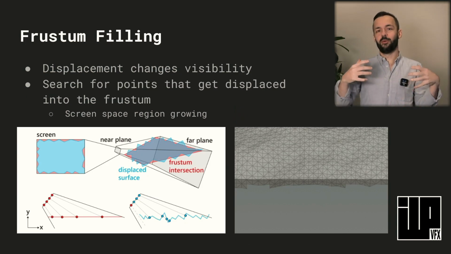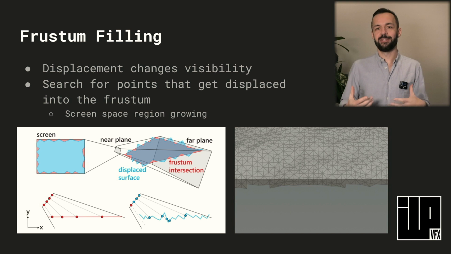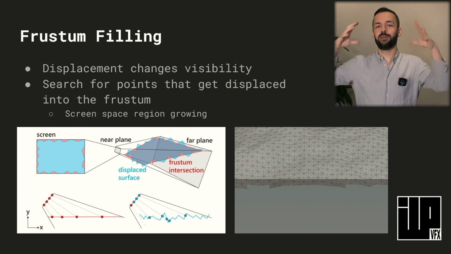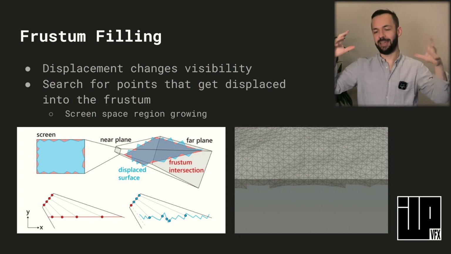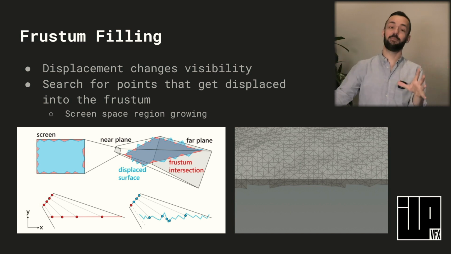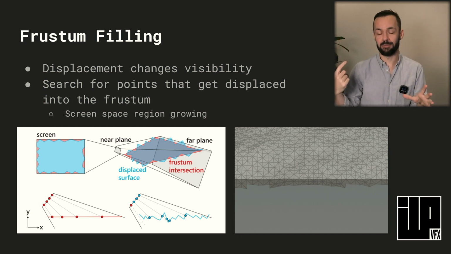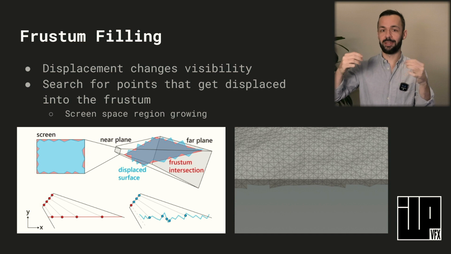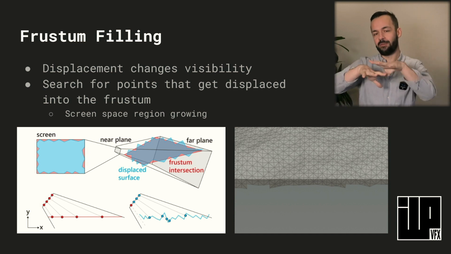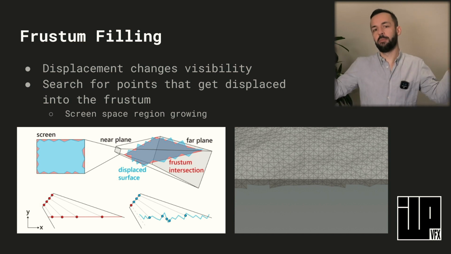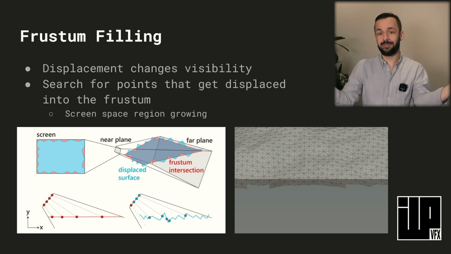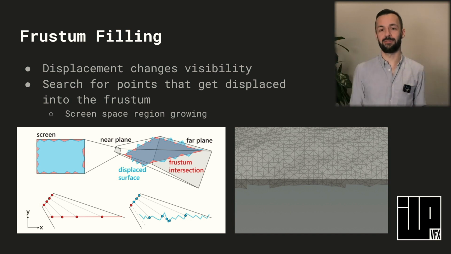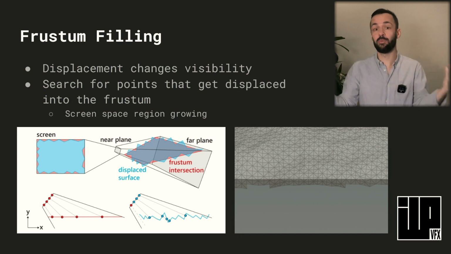So one of the things that happens with displacement is that it changes visibility. If you have a camera and you're looking at a plane, every point on that plane that you see maps to somewhere on the camera image plane. When you move stuff around, you're changing the visibility, and very likely you're making it so that in order to cover everything on the plane, you'll have to bring in points from outside the frustum, or rather, points will be displaced into the frustum, and we have to find these points.